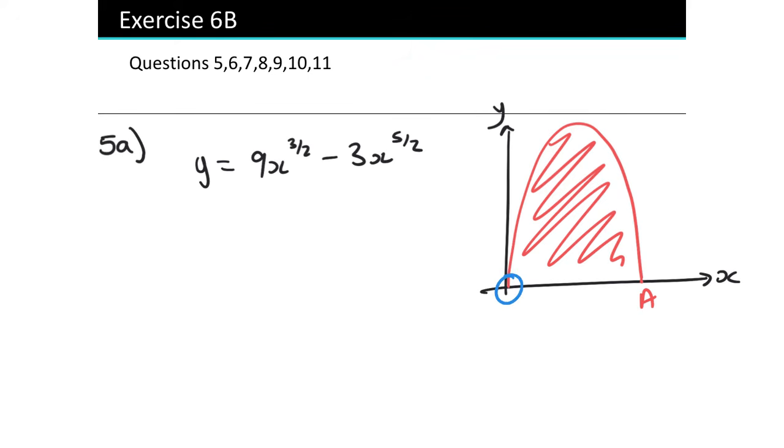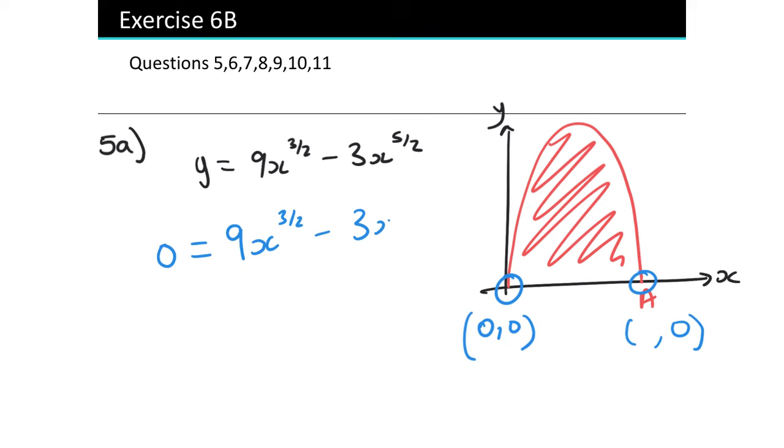We know that this coordinate was 0, 0. What is this coordinate of A? What do we know straight away? The y coordinate is 0. Perfect. So when we're going to solve this, we know automatically this is 0 lots of this. 5 over 2. Now, we know this equals 0.